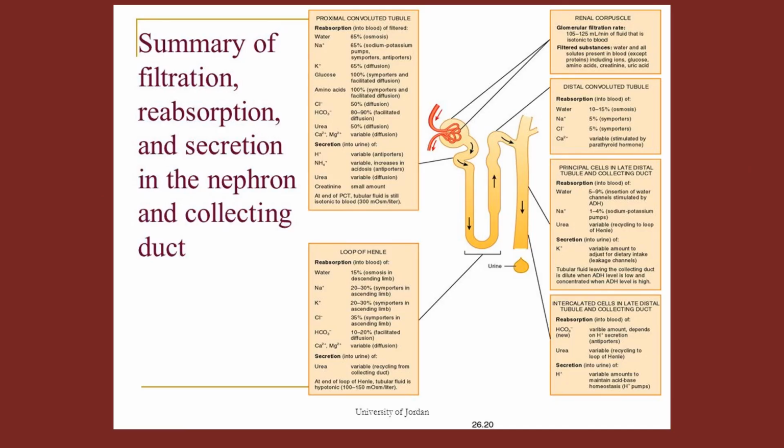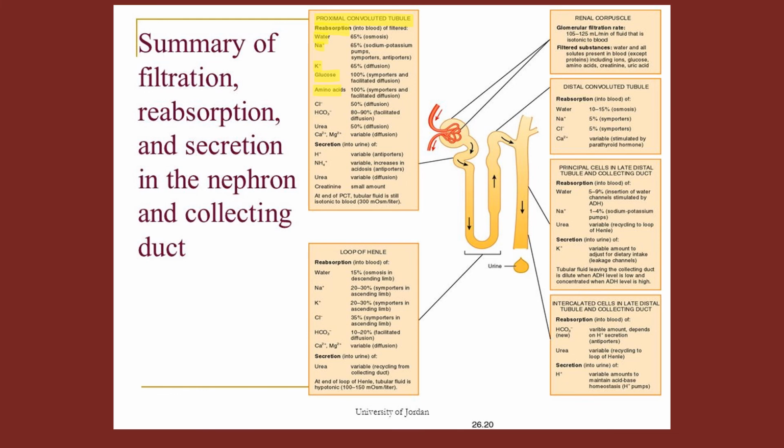Here is a really nice summary slide going over the different sections of a nephron and what is filtered, reabsorbed, and secreted in each section. So here we have the proximal convoluted tubule. The main things are the reabsorption of water, sodium, potassium, glucose, and amino acids. This is going to be the main thing that happens at the PCT, is going to be reabsorption of a lot of things.